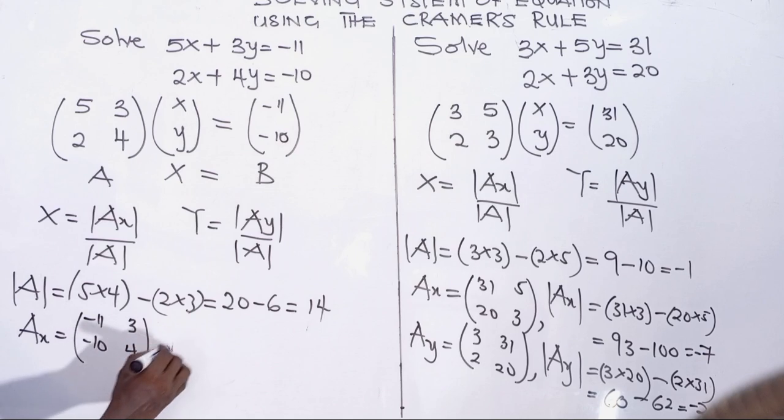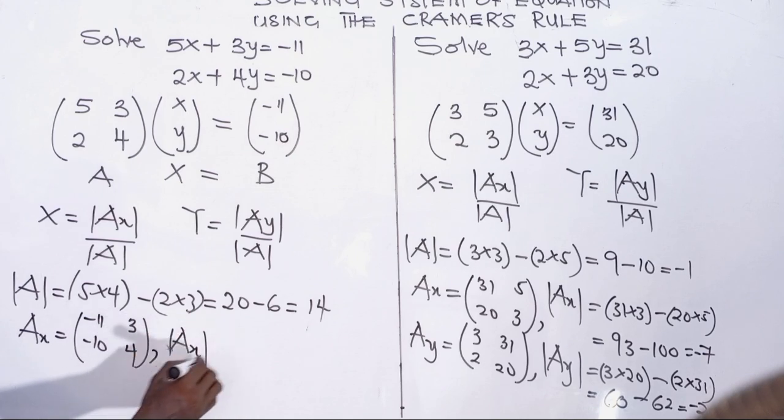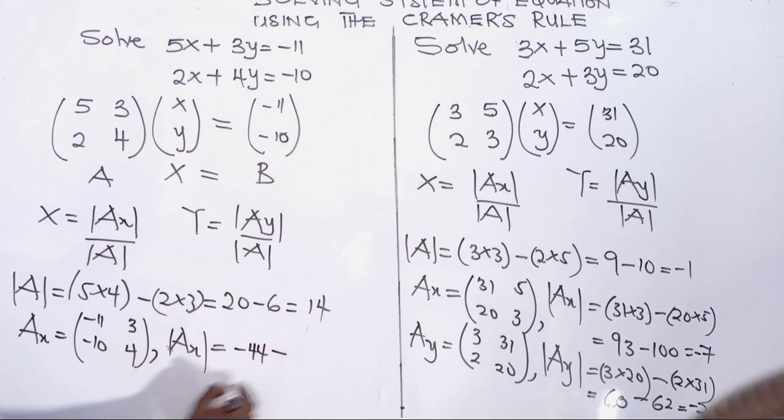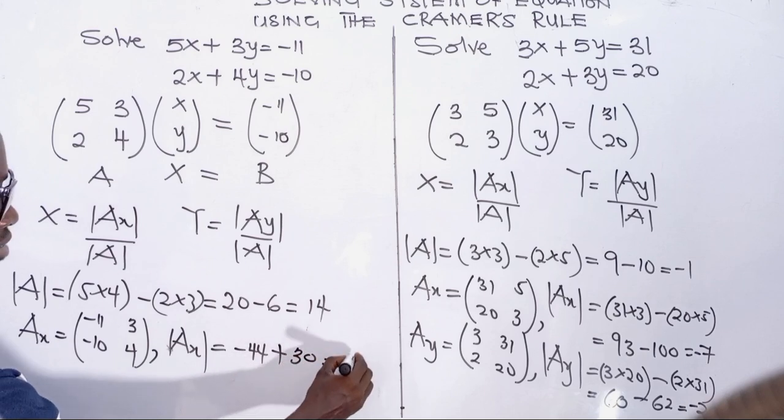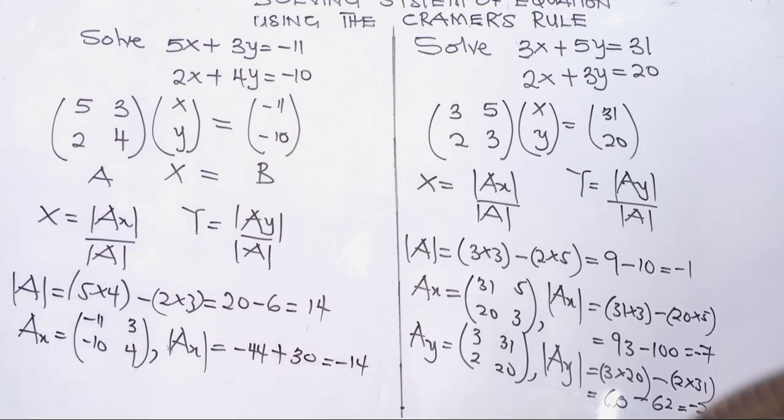Once we have this, we can find the determinant of that. So this is going to give us minus 44 minus, so plus 30, and this is giving us minus 14. Now that we have this, we can proceed to find our determinant of Ay.